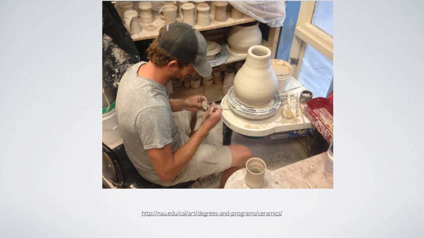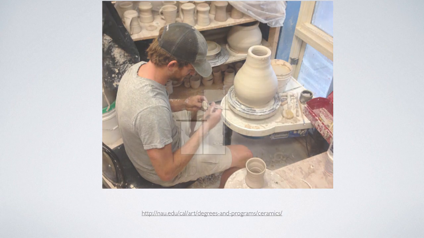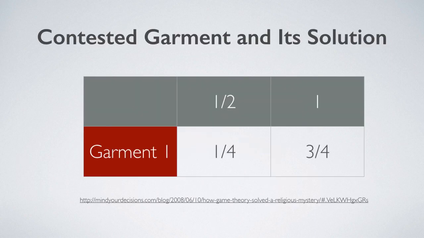But while the above method fits the bankruptcy problem, it does not fit the contested garment problem. I use the same method to make a CG pottery. It looks like this. If I pour water into it, I obtain one quarter and one half, not one quarter and three quarter.